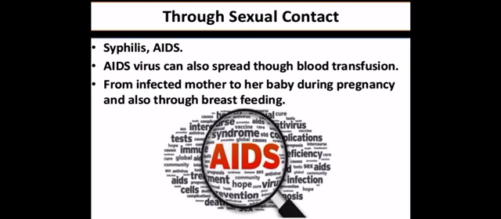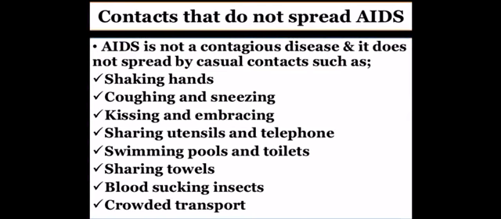The AIDS virus can also spread through blood transfusion, from an infected mother to her baby during pregnancy, and also through breastfeeding. And as I've told you, this disease cannot spread through shaking hands, coughing, sneezing, kissing, embracing, sharing utensils and telephones, swimming pools and toilets, sharing towels, blood-sucking insects, or crowded transport. All these diseases do not spread through these means.